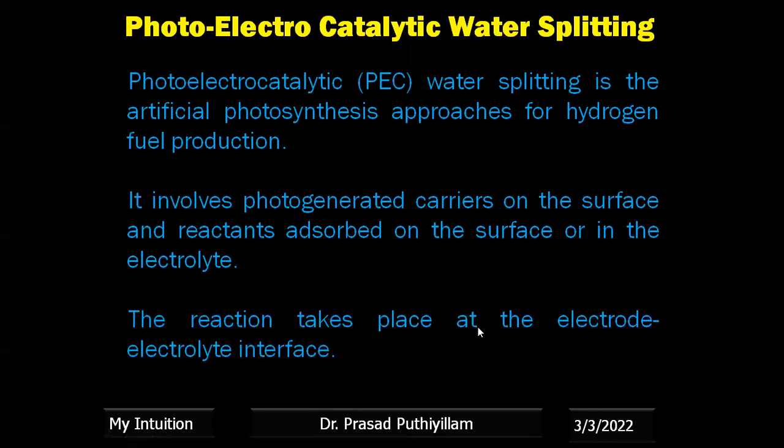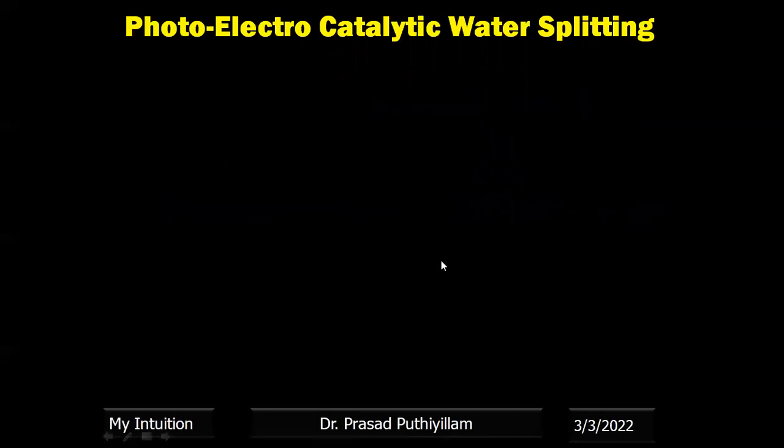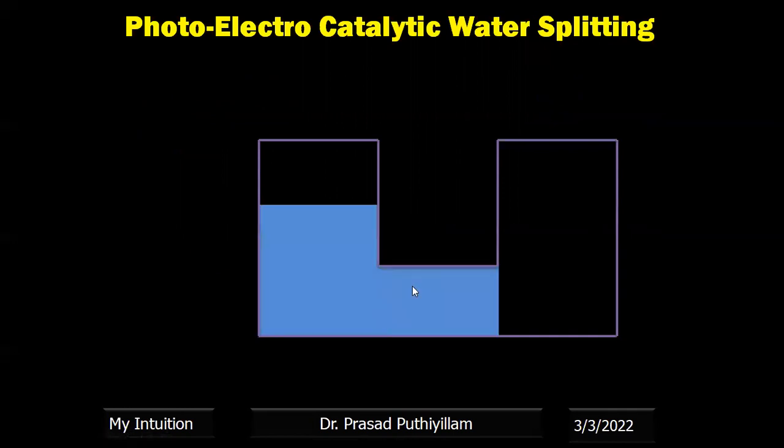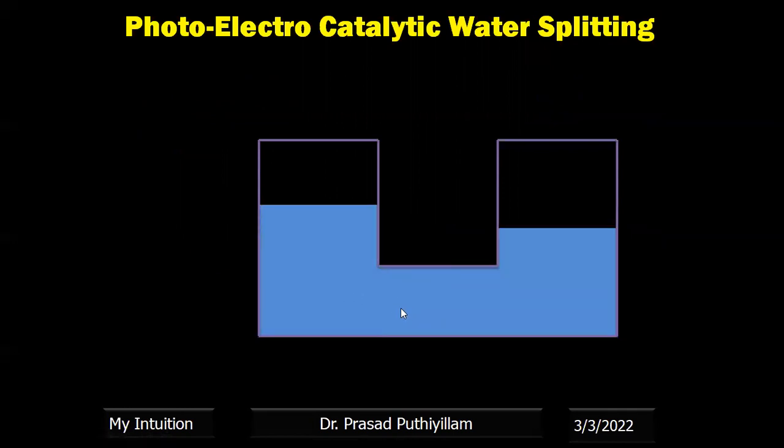The reaction takes place at the electrode or electrolyte interface. So we'll take the example. I'm taking a vessel. A vessel is constructed to which electrolyte is added. Electrolyte is water containing ions. That is electrolyte. Now two electrodes are placed. One acts as anode, the other one acts as cathode.